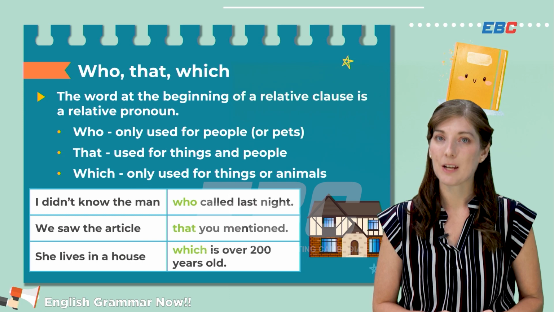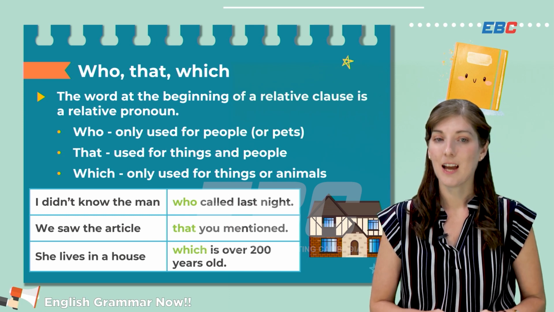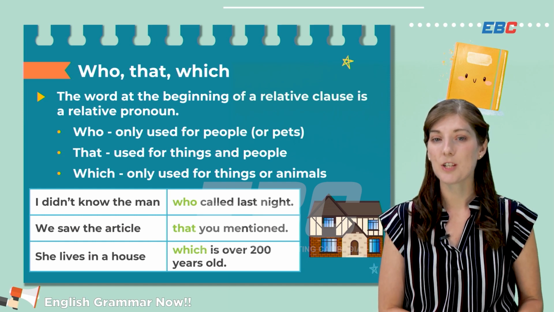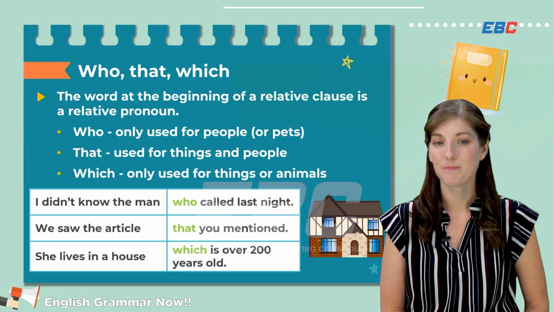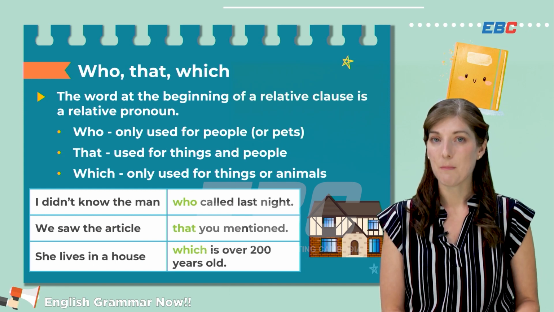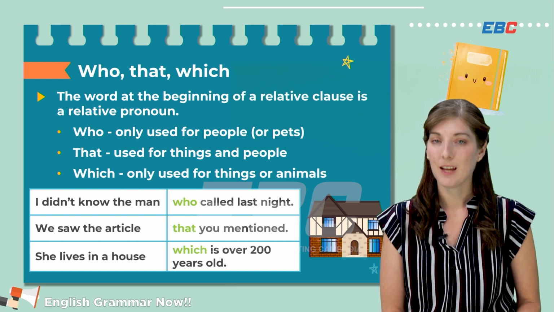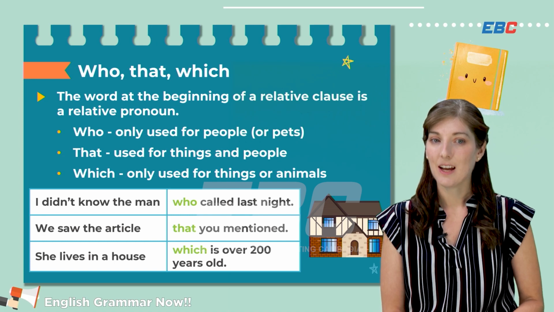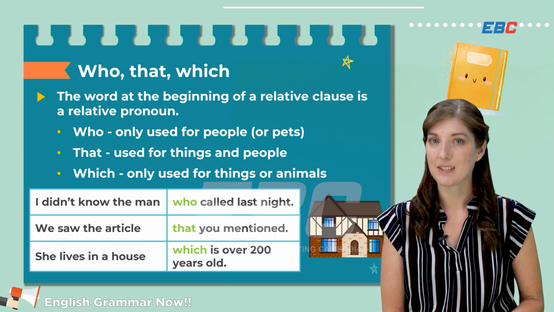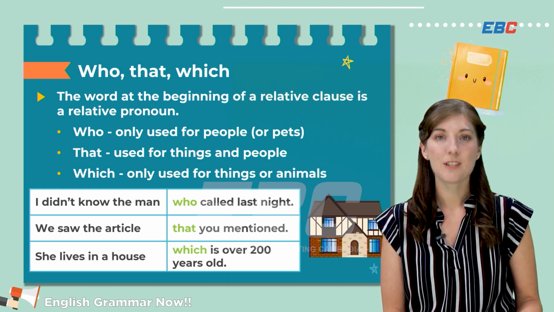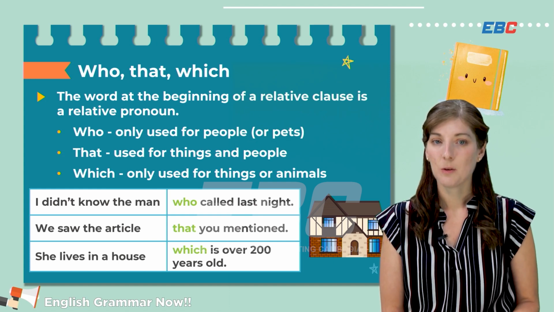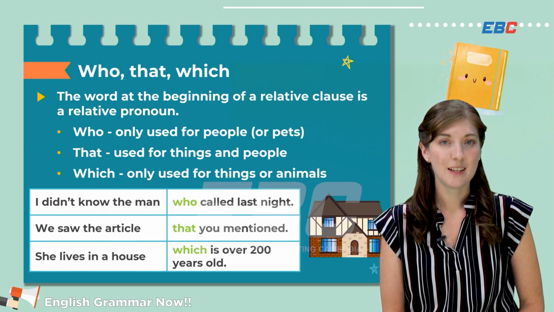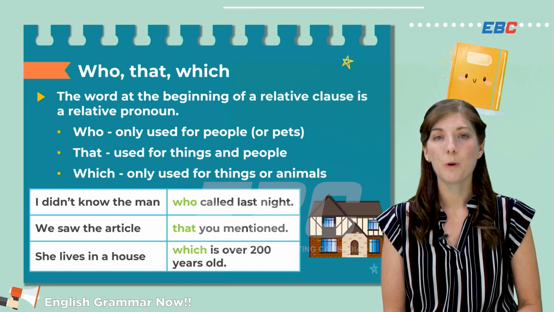I don't know the man who called last night. We saw the article that you mentioned. She lives in a house which is over 200 years old. So the first one, talking about the man, needs to use who. But if we were talking informally, we could also use that. I don't know the man that called last night. The second one, we saw the article that you mentioned. We could also use which in this case, because which can also talk about things. We would say, we saw the article which you mentioned.